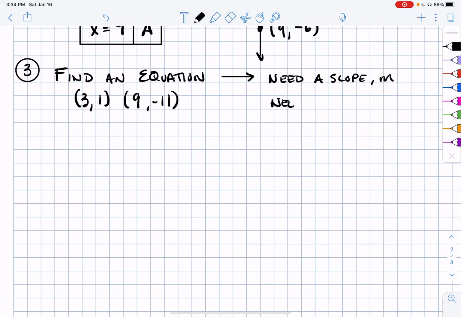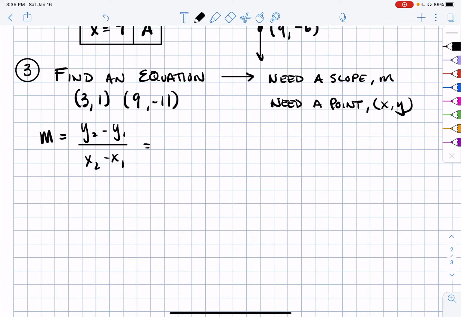We need a slope, and we need a point. So far we have 2 points. First, let's find the slope. The slope is equal to y2 minus y1 over x2 minus x1. So I get 1 minus -11 over 3 minus 9. So I get 12 over -6, which equals -2. So my slope is -2.